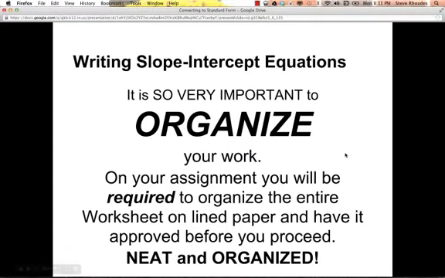As I mentioned when we were writing slope-intercept equations, it goes the same way. With standard equations, we want to make sure that we're very organized in our work. You should use lined paper with each step on a separate line so that you can eliminate costly mistakes like negatives changing to positives and positives changing to negatives, or improperly simplifying fractions. The more neat and organized you are, the fewer mistakes you're going to make.